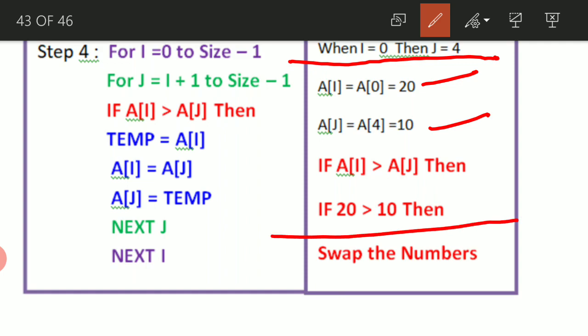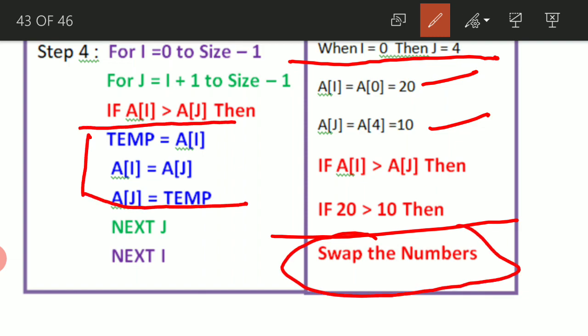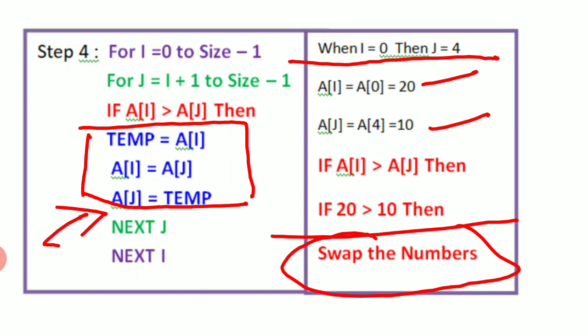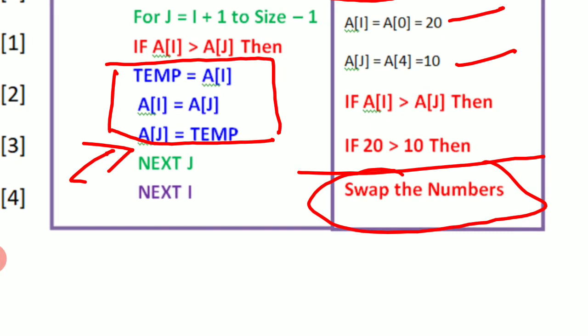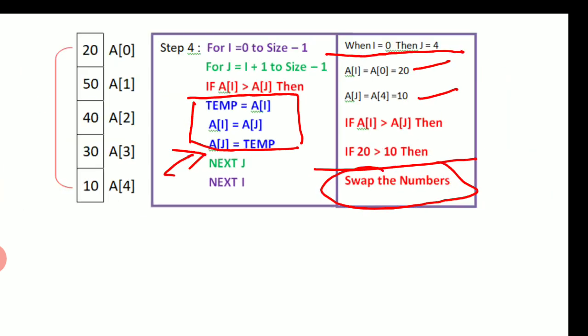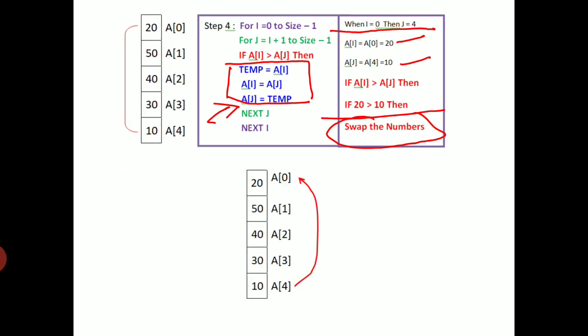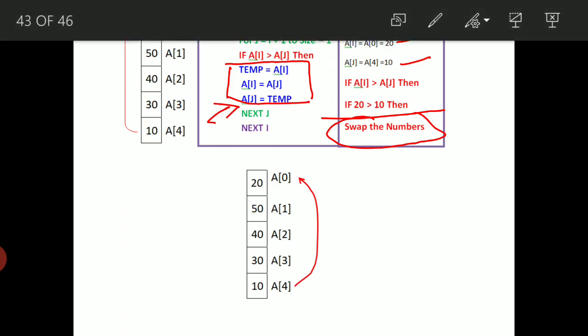20 is greater than 10. Then what you have to do? Swap the numbers here. You can add ENDIF here. Okay. Now you can observe the comparison is between 20 and 10. Then which number is greater? 20 is greater. If it is greater, then swap the numbers. Then what happens now? 10 comes here and 20 comes to the last position. So the output, see, there is a correction. 10 will come here and 20 will come here. We'll see in the next slide how its output will be.